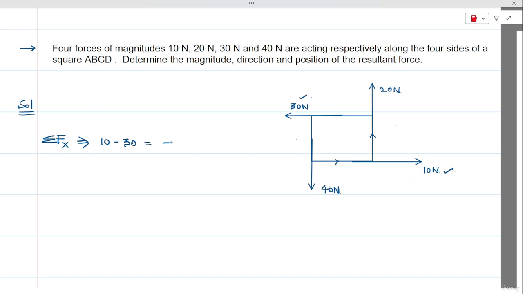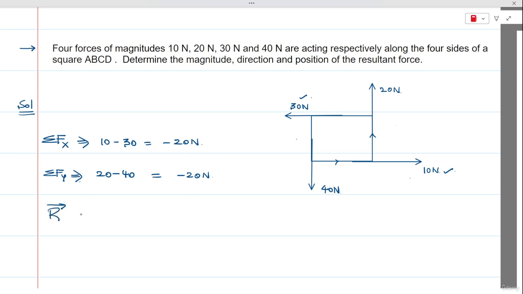So that is equal to minus 20 Newton in the x direction, and sigma Fy, that is equal to the force 20 Newton is acting upwards and 40 Newton is acting downwards. So this becomes minus 20. So the summation of forces in x is minus 20 and in y also it is minus 20.